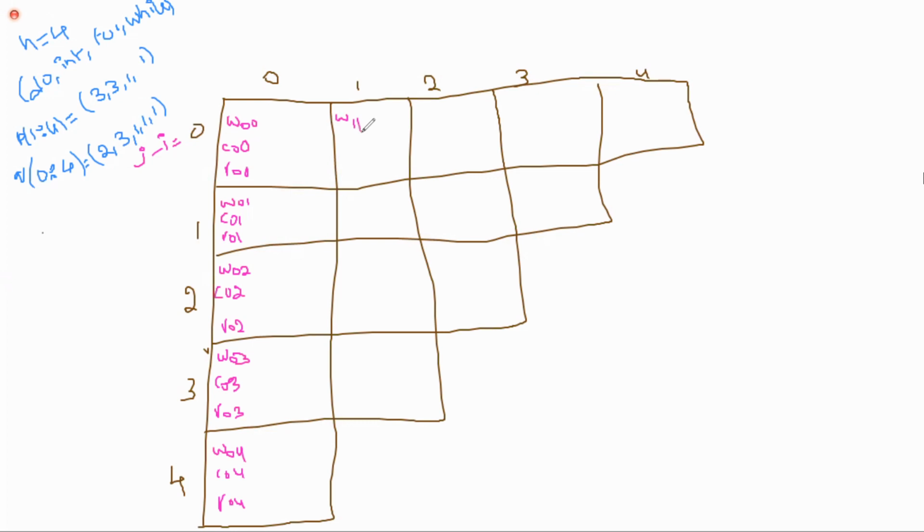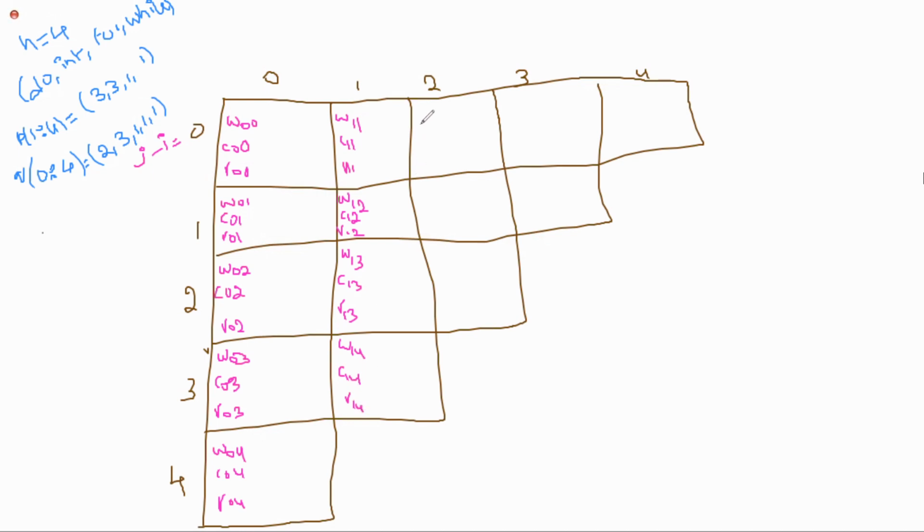Now, here, the difference in the next part: it is 1, 1. 1 minus 1, which is 0. So W11, C11, R11. Next, here the difference is 1. 1 means 1, 2. W12, C12, R12. Here the difference is 2. 2 means W13, C13, R13. Here the difference is 3. 3 means W14, C14 and R14.